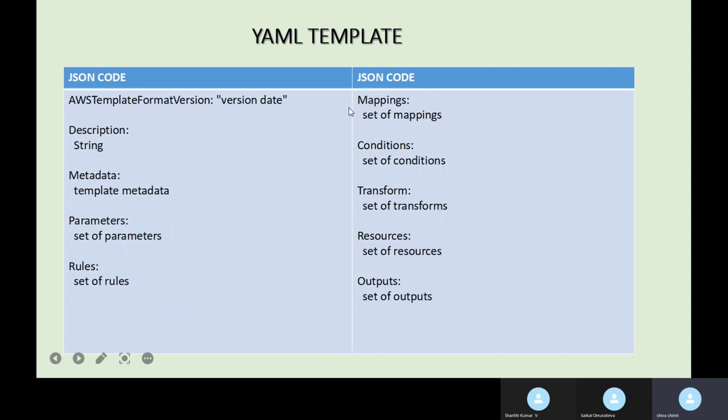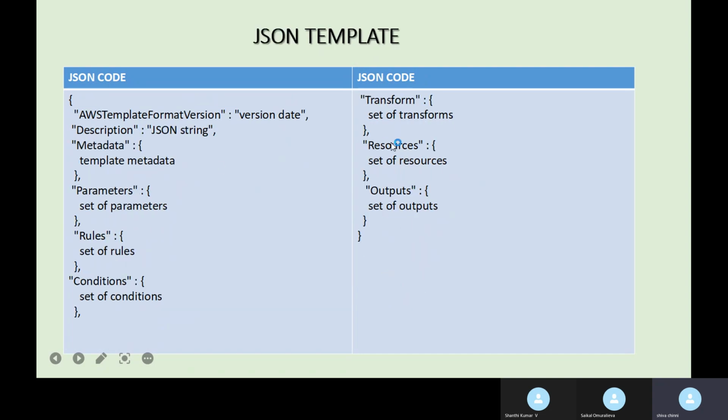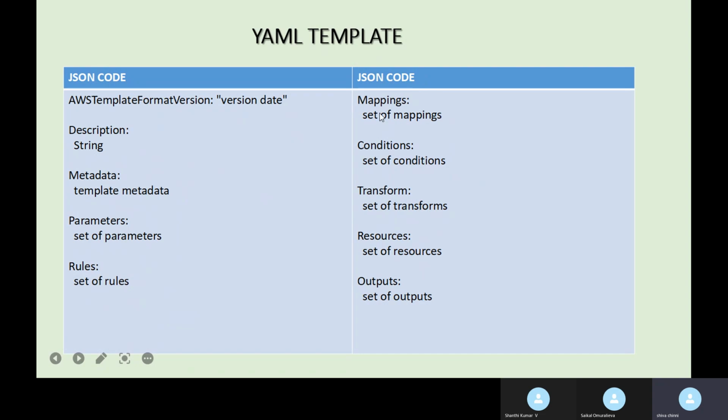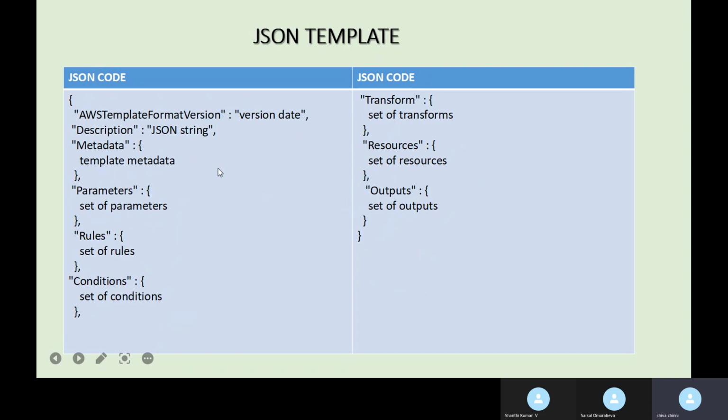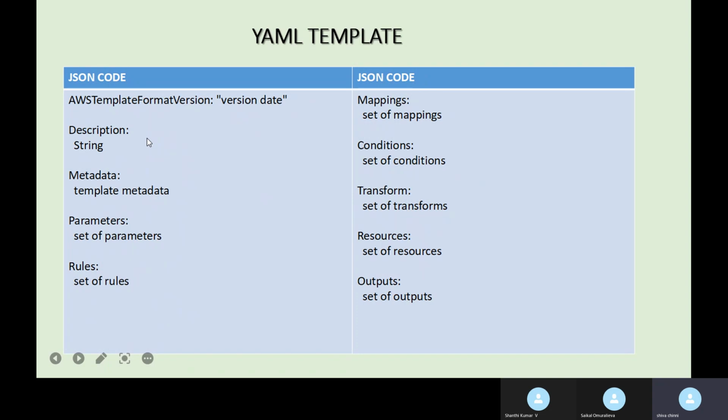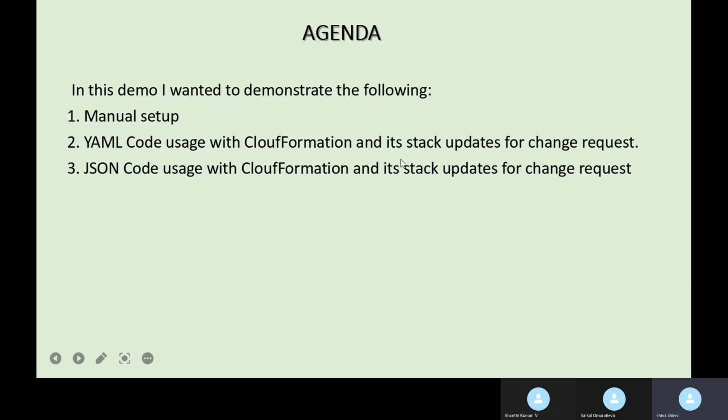Similarly, the YAML template looks similar: description, template format version, metadata, parameters, rules, mappings, conditions, transform, resources, outputs. All the sections are similar in either JSON or YAML template, but the only difference is that in JSON you need to mention curly braces under the sections also. Here there is no need, only the string is available. Okay, let's move on.